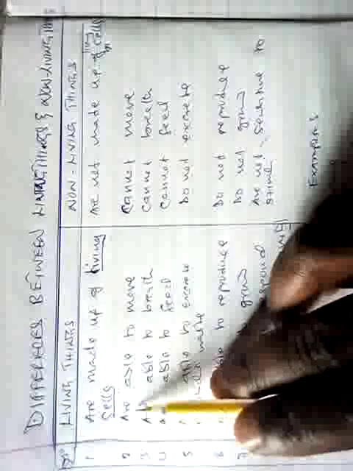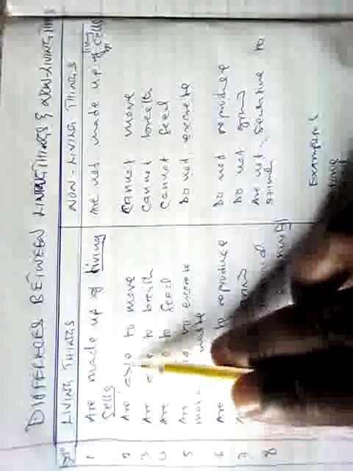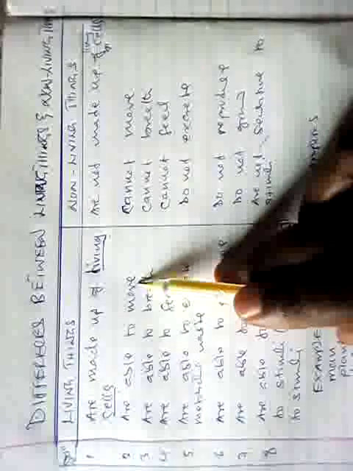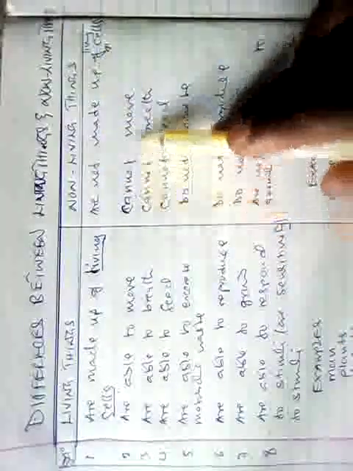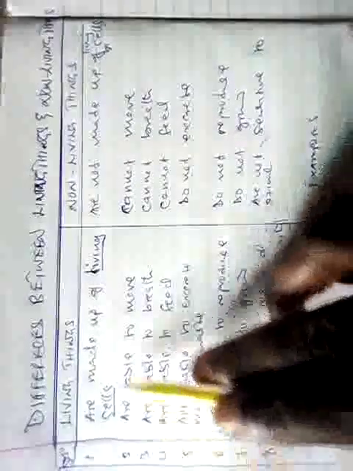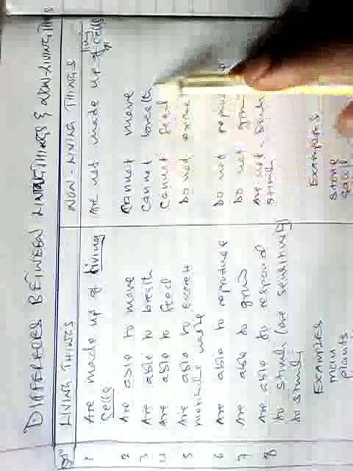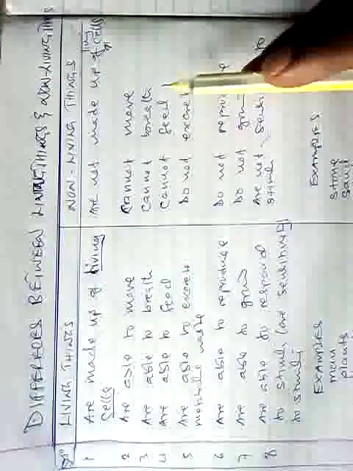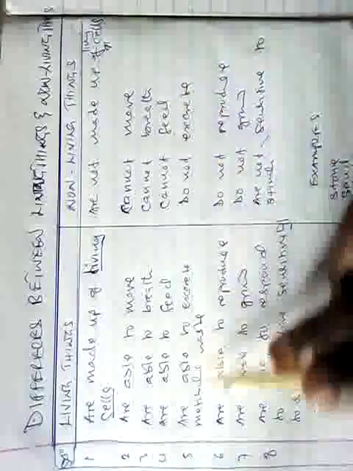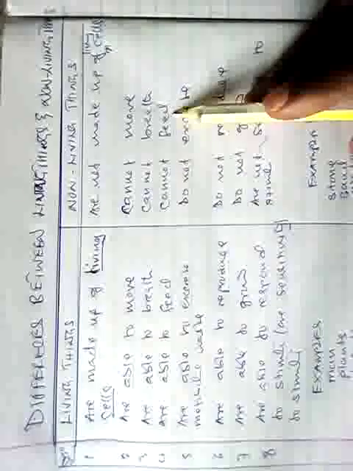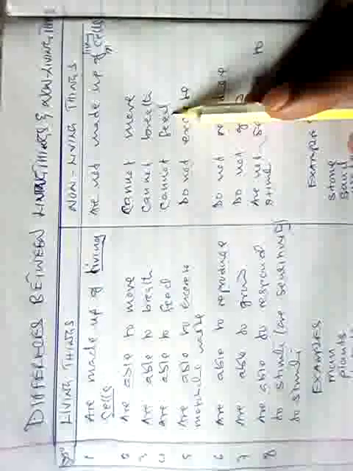Number 2, living things are able to move. This is a characteristic of movement. Non-living things cannot move. Living things are able to breathe. Non-living things cannot breathe. They cannot respire. There is no respiration that takes place. Living things are able to feed. Non-living things are not able to feed. A stone cannot feed. A stone doesn't feed.